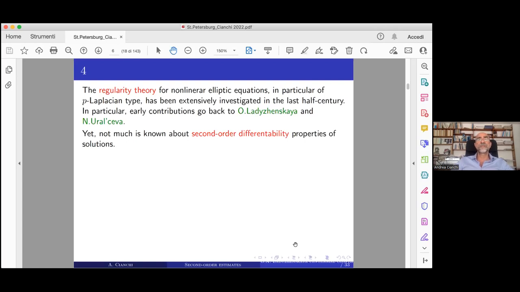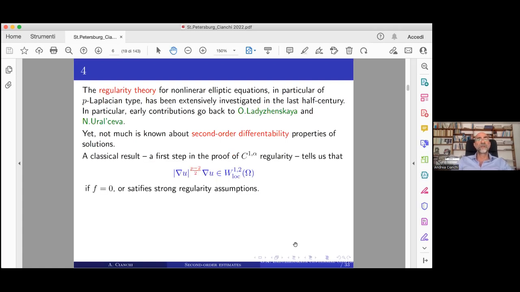In spite of several results, not much is known about second order regularity properties of solutions to this very basic equation. And let me say that a by now classical result, which is in fact the beginning of the proof of the C^{1,alpha} regularity of solutions to this kind of equation, tells us that this nonlinear expression of the gradient, which is the gradient times the power p minus 2 over 2 of the modulus of the gradient, is in fact a Sobolev function. And this holds with the right-hand side which is either zero, so p-harmonic functions, or satisfies some good regularity properties.